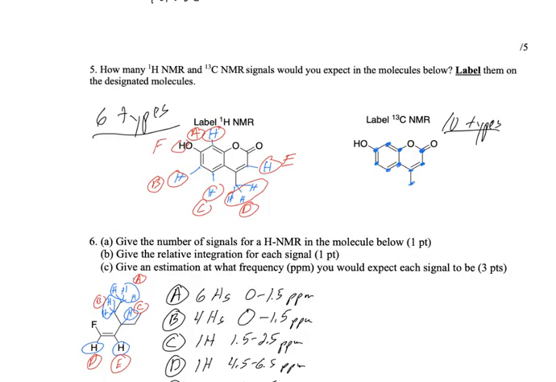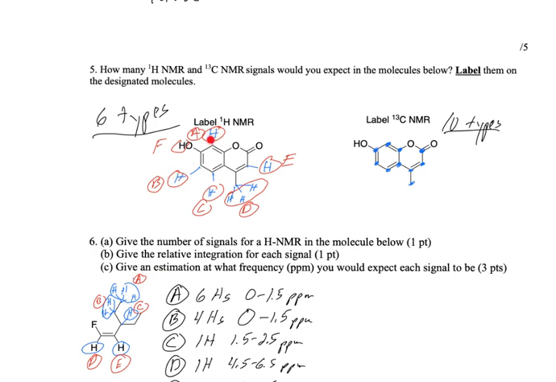So let's see. 2 molecules. How many hydrogen, how many carbon signals do you expect? Label them. So these molecules are not very symmetrical, right? So there's no mirror. So everything ends up being different, right? A lot of people get confused, like, how are A different than B?